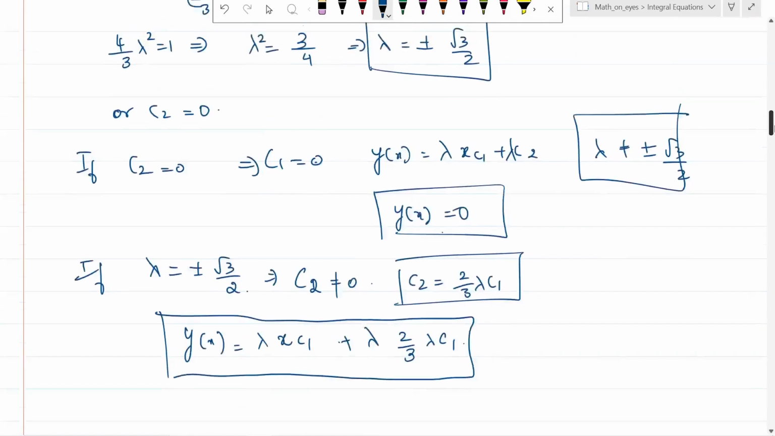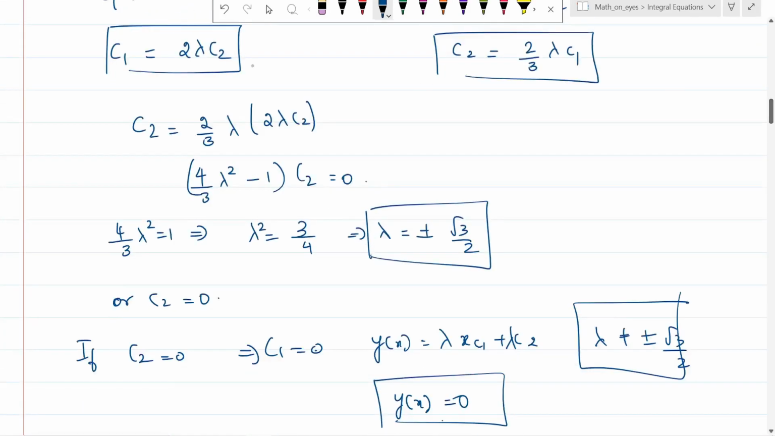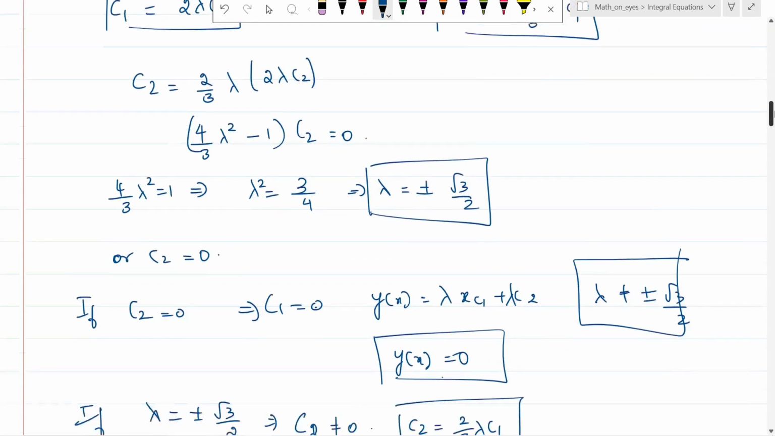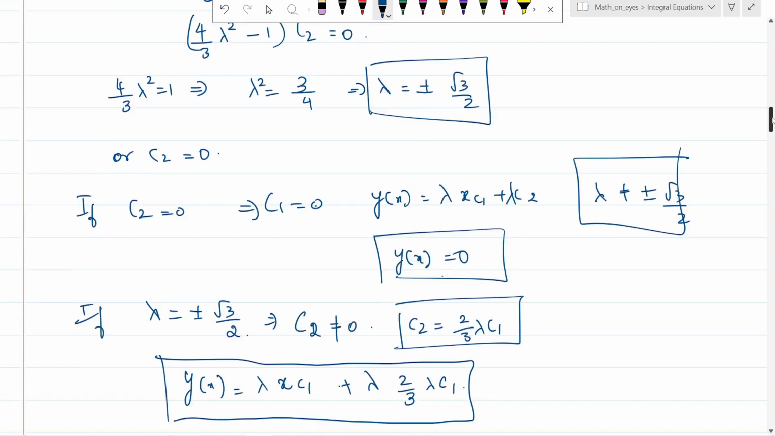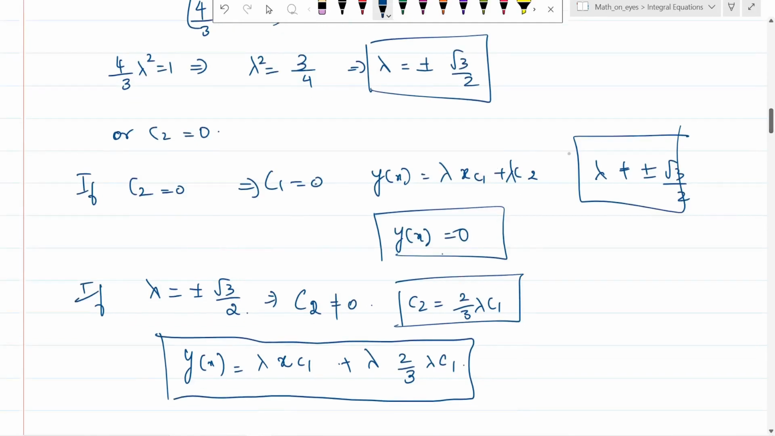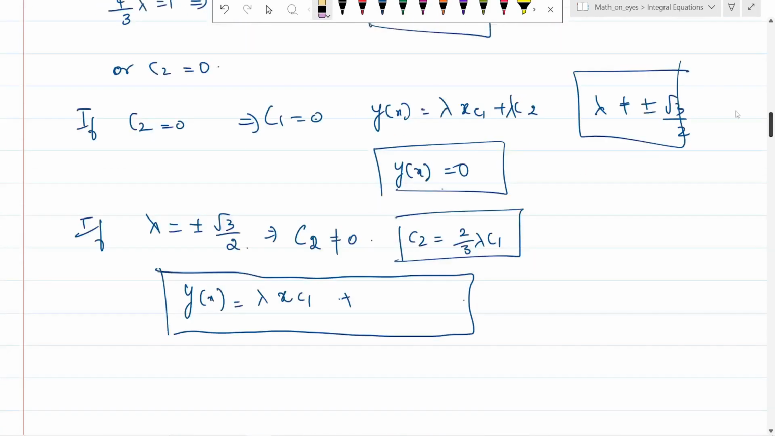Or else, instead of lambda c2, we can have c1 by 2. This can be c1 by 2. This can be the solution, where c1 is an arbitrary number. C1 is arbitrary.